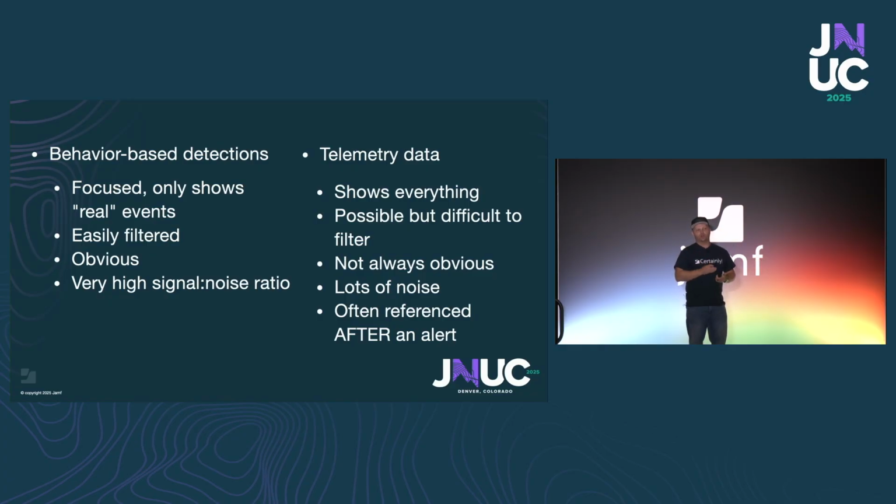Every file that was ever created, modified, deleted on a machine, every network connection that was made, every process that executed or was terminated. It is just a mountain of data, and it's possible but really difficult to filter for the most part. It's not always obvious what's going on when you're looking at a telemetry stream. There's a ton of noise, and typically we're only referencing it after an alert. So we received a behavior-based detection, we know something went wrong, we can go digging through the telemetry and try to figure out what might be happening, but most folks aren't going to be sitting there staring at the telemetry stream unless they have a good reason to.